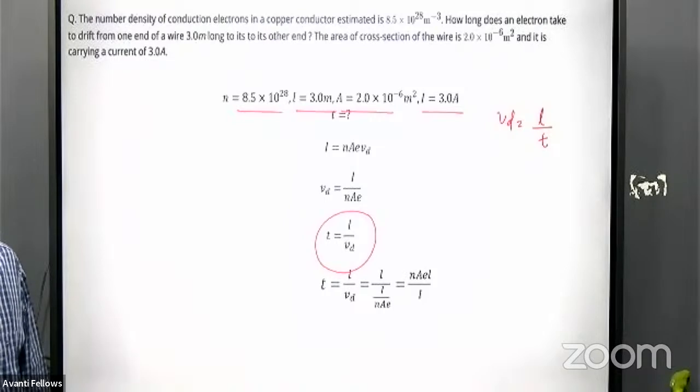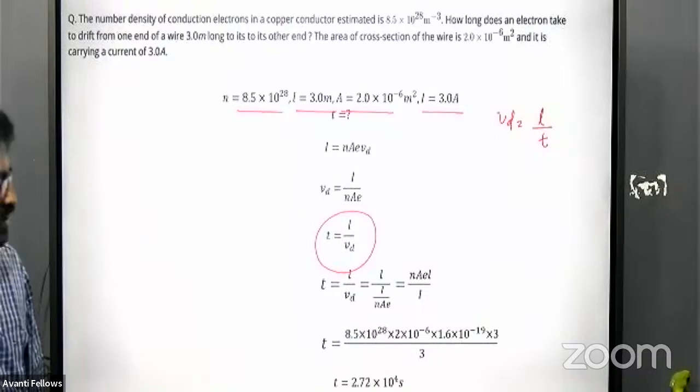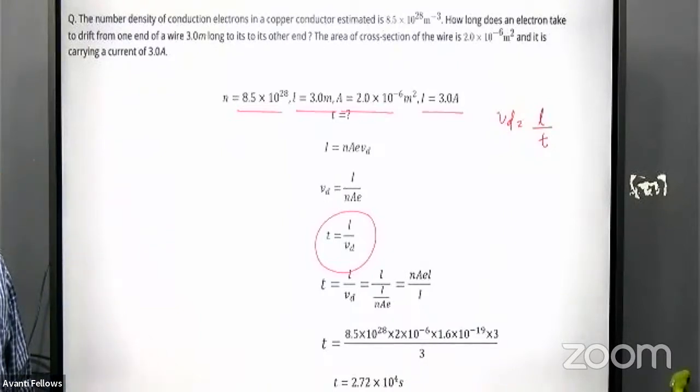Just try. When we try it, it is just substitution only. Substituting the values, all other parameters are given. We get the value as 2.72 into 10 power 4 seconds.